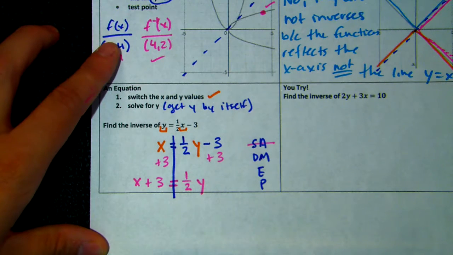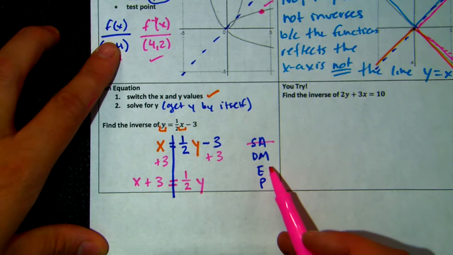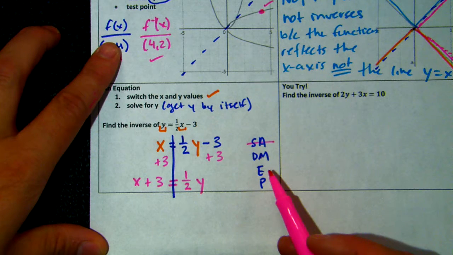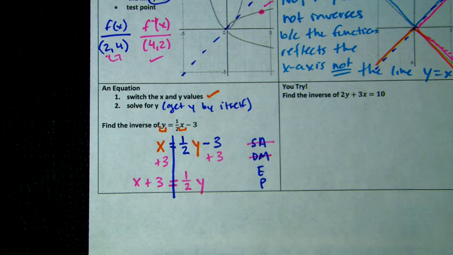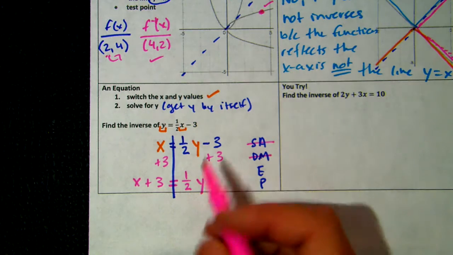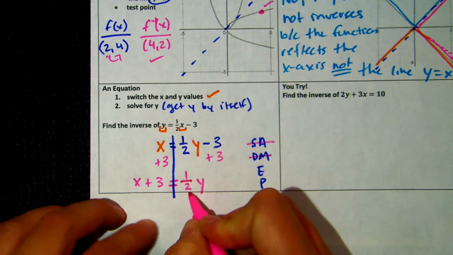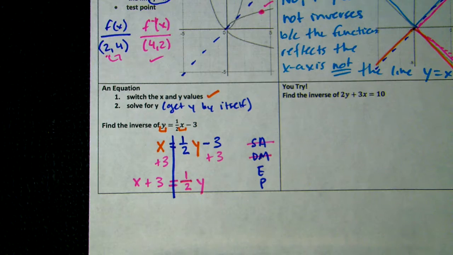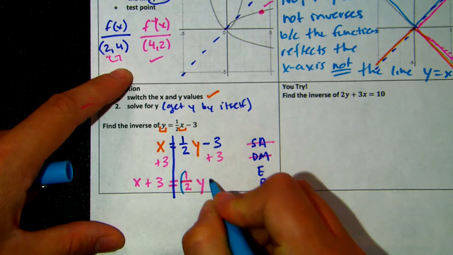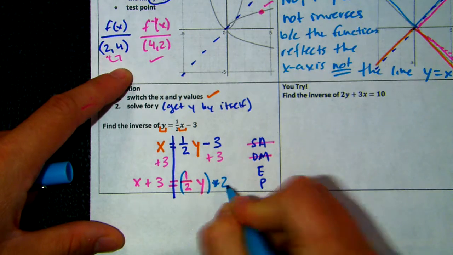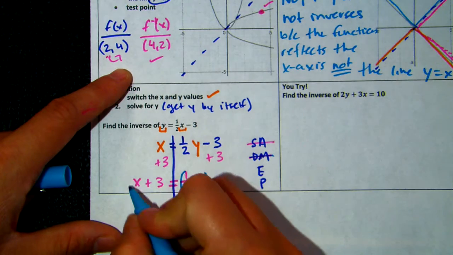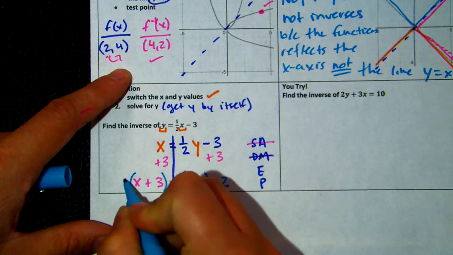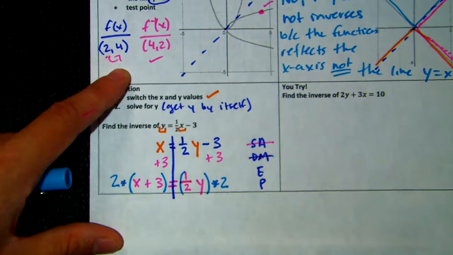Now y isn't totally by itself yet. Next thing I need to check for is division and multiplication, which I see here with this 1/2. Canceling out this 1/2 can be kind of tricky, but I always think of fractions as division. So if this is divided by 2, then I know to cancel out a divided by 2, I can multiply by 2. So if I multiply by 2 on this side of the equation, I also have to multiply by 2 on the other side of the equation.